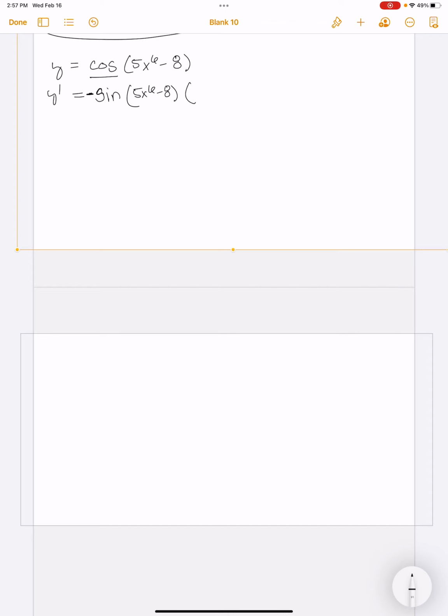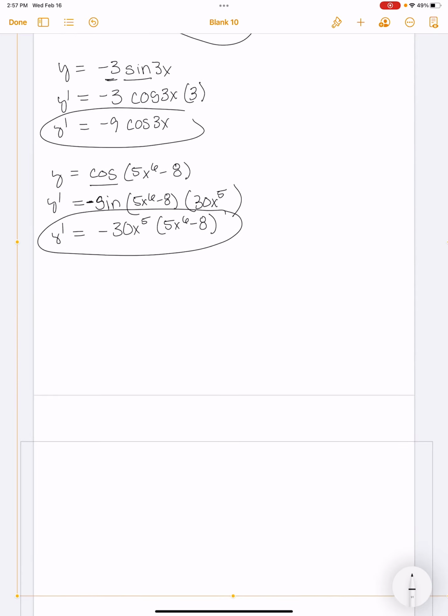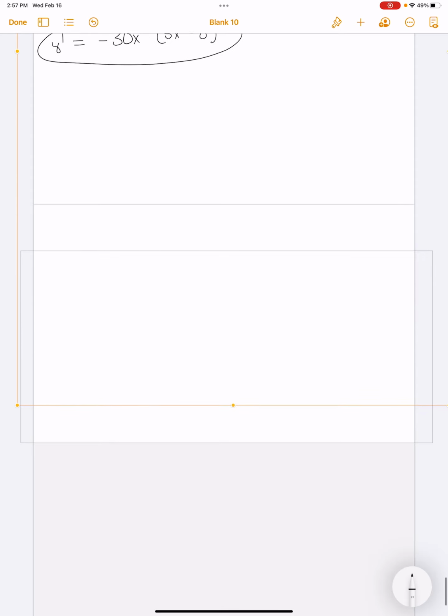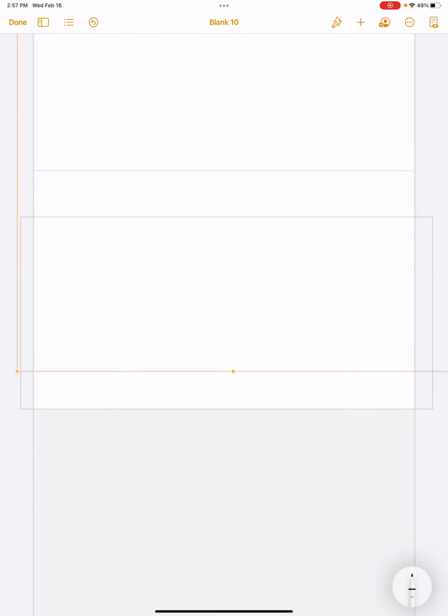Then we take the derivative of the inside angle, which is going to be 30x to the 5th. And then we're going to put this together. Negative 30x to the 5th, sine of 5x to the 6th minus 8. And that is your derivative. Okay. Let's do another one with a trig function.